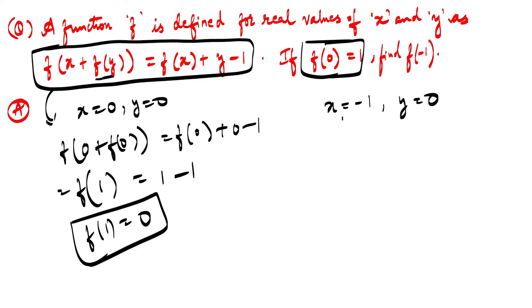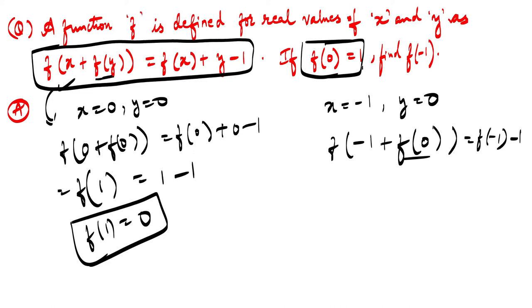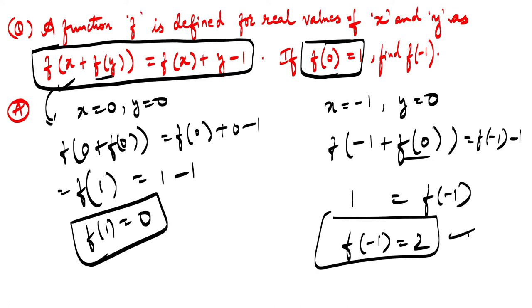So x is equal to minus 1, let's substitute. f of minus 1 plus f of y, which is 0, will be equal to f of minus 1 plus y, which is 0, and minus 1, so plus 0 minus 1, this is minus 1. Now we know f of 0 is 1, so 1 minus 1 will be equal to f of 0, and again we know f of 0 is equal to 1. So f of minus 1, this minus 1 comes to the other side, and we'll get f of minus 1 as 2. So this is the value that we must find out. So f of minus 1 is equal to 2.